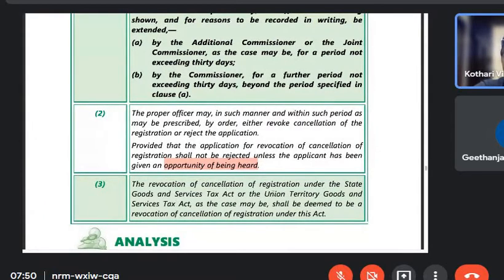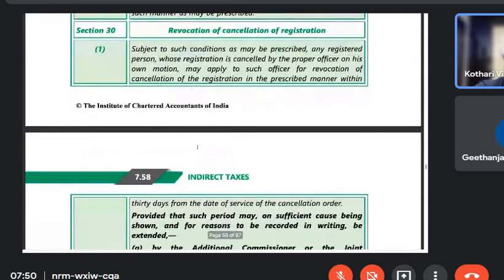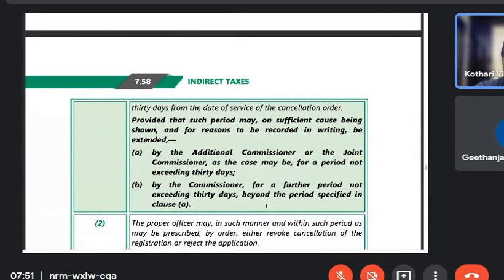Revocation of cancellation of registration under the State and Union Territory Acts is deemed to be the same, so it is revoked in both places. In case of revocation of cancellation, what do you need to know? It can be done only when the proper officer cancels your registration. You have to apply within 30 days, and it can be extended for reasonable cause by the additional commissioner by another 30 days, or by the commissioner by another 30 days.